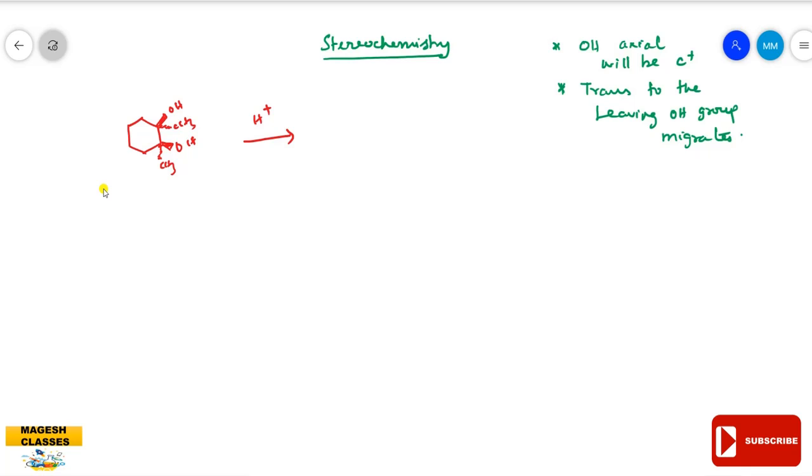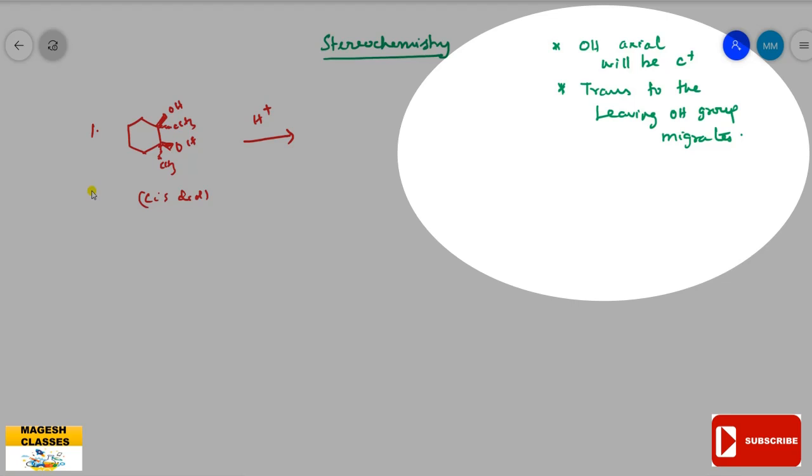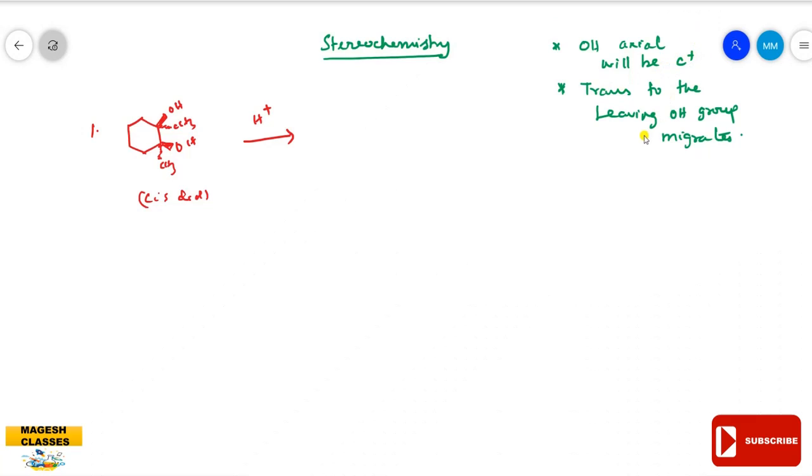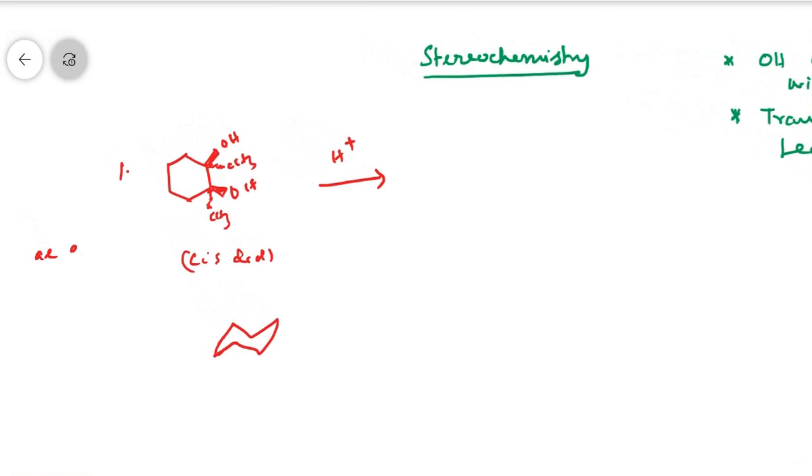Now the Pinacol-Pinacolone rearrangement in the cis diol, 6-member system. When it is treated with acid by heating, what is the product? Two things are very important. The axial OH will be easily protonated and form a carbocation, and the group trans to the leaving OH group migrates. To understand clearly, this is written in the formula like this. So for the 1,2 system, axial-equatorial is the cis, and equatorial-equatorial is the trans.